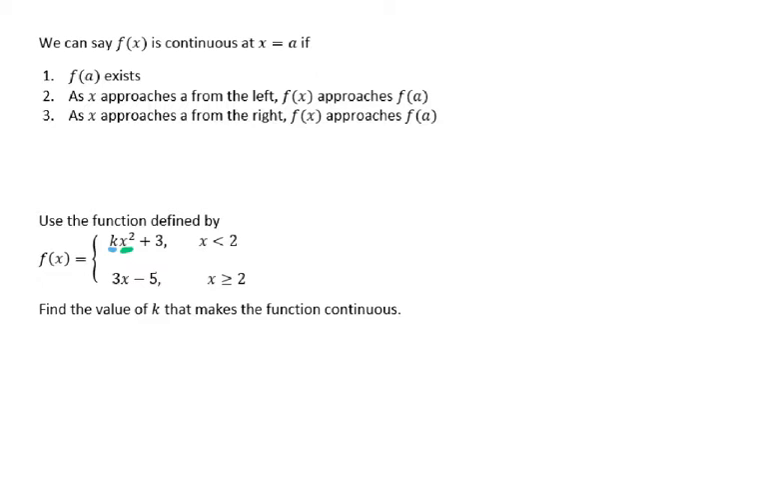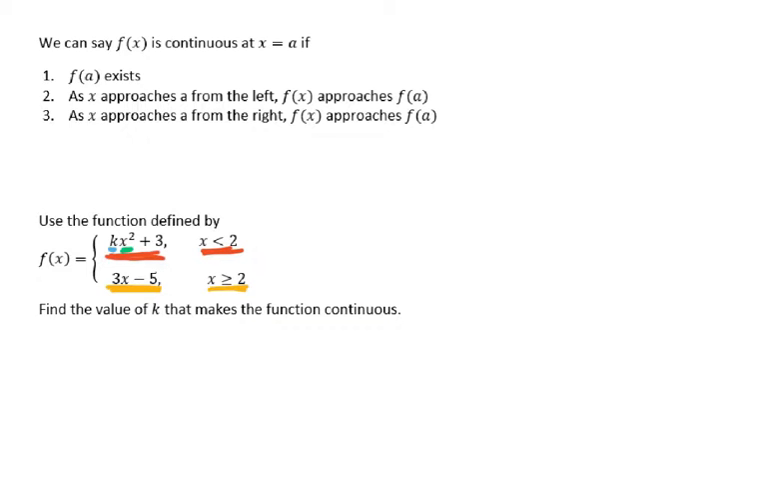So for every x value that is less than 2, our function is defined by this quadratic function. And for every x value that is greater than or equal to 2, our piecewise function is defined by this linear function 3x minus 5. For this function to be continuous at x equals 2, both functions, the first piece, that quadratic piece, and the second linear piece, must have the same output when we substitute in x equals 2.